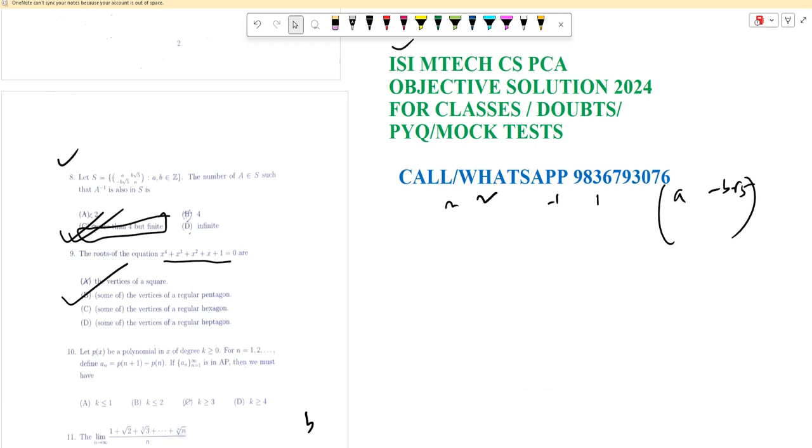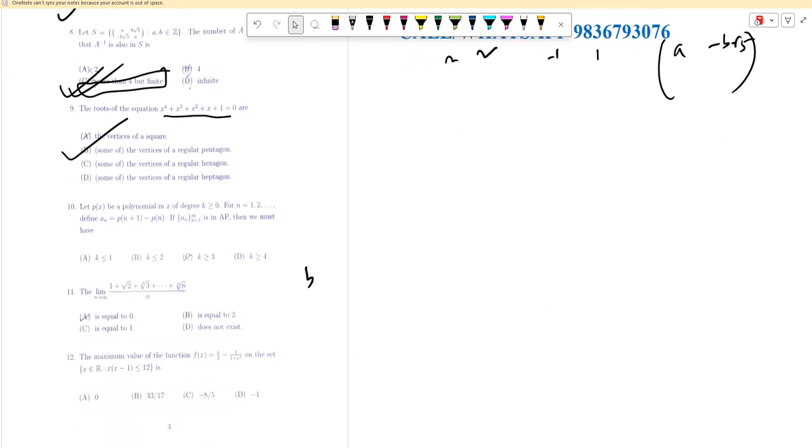Today we are solving question number 10 of the ISI MTech CS. Let P(x) be a polynomial of x of degree k greater than or equal to 0. Define a_n equal to this, in AP. Then we must have which of the following. Okay, so this is given. So this is in AP.